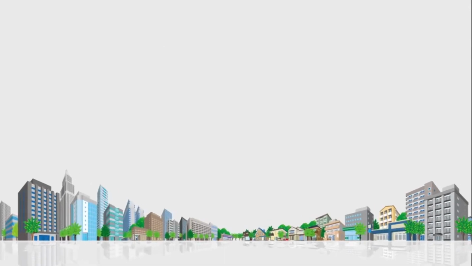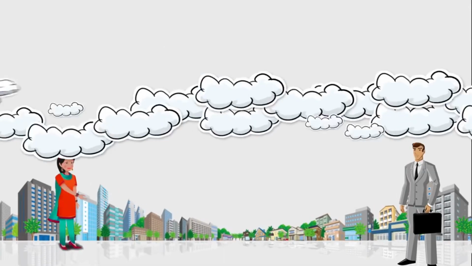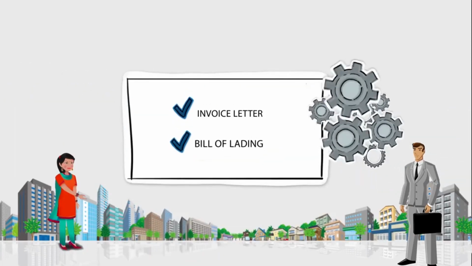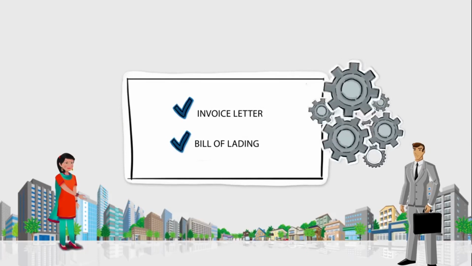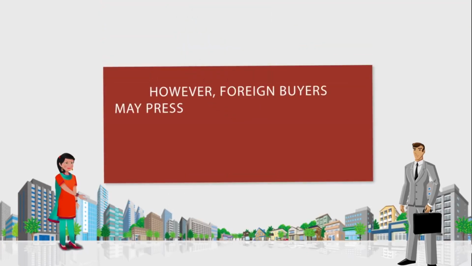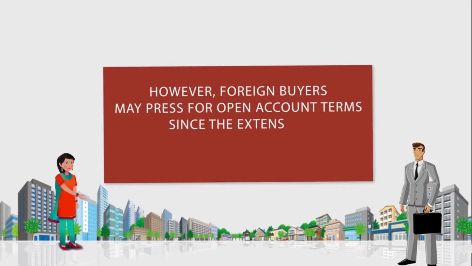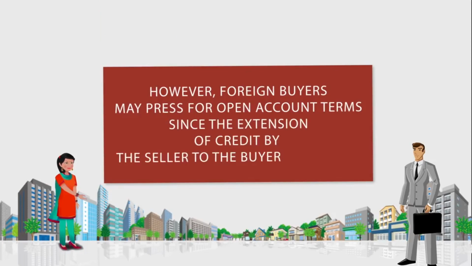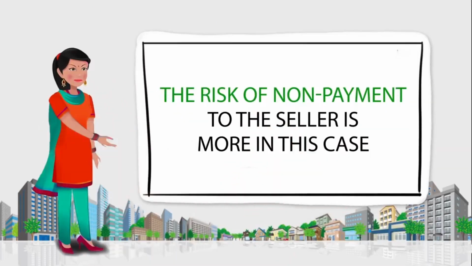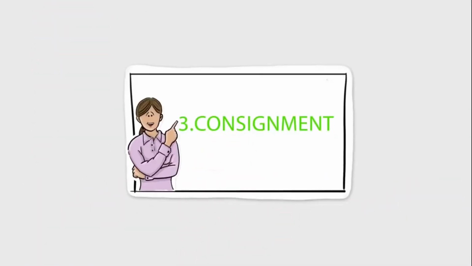Here, the seller ships the goods and then sends the documents such as invoice and bill of lading directly to the buyer before the payment is made. The buyer agrees to pay the seller at a future date as mentioned in the sales contract, usually 30 to 90 days after receiving goods. However, foreign buyers may press for open account terms since the extension of credit by the seller to the buyer is common. An export credit insurance may lessen the risk of non-payment to Niku.